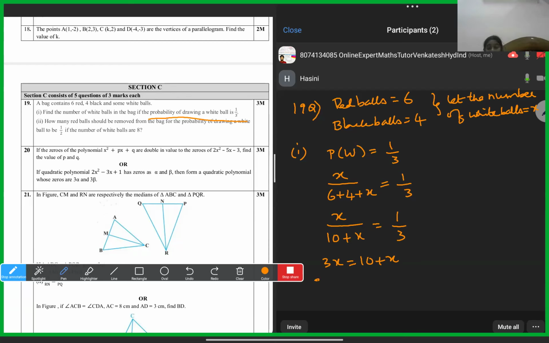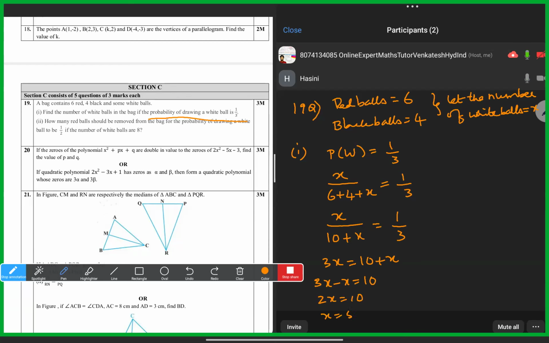Yes, sir. So x will come to the left side as well. 3x minus x is equal to 10. So 2x is equal to 10, so x is equal to 10 by 2.